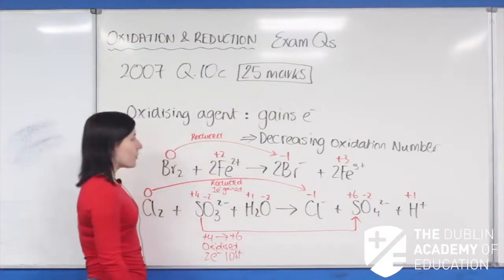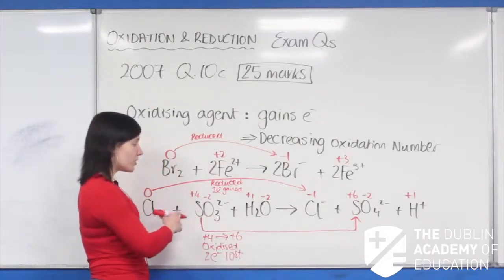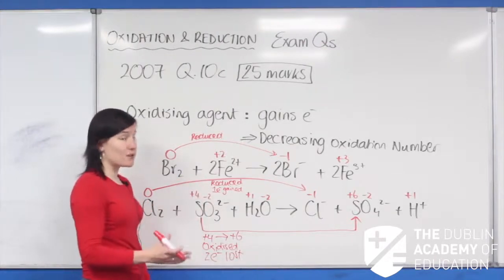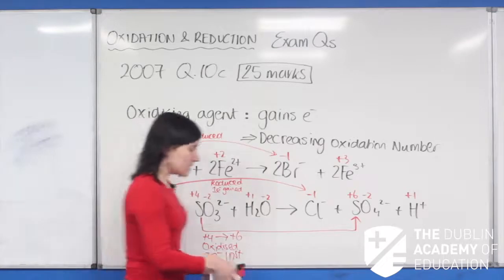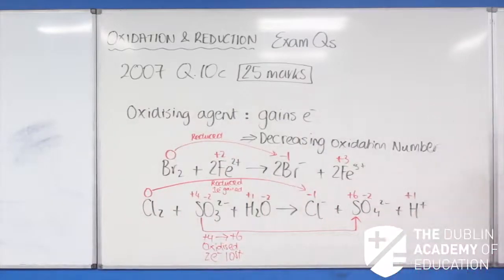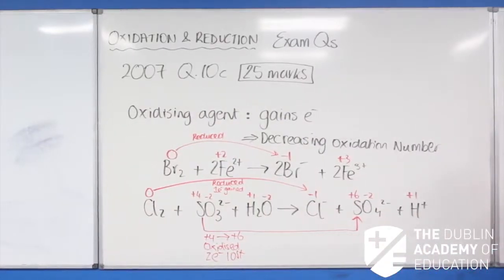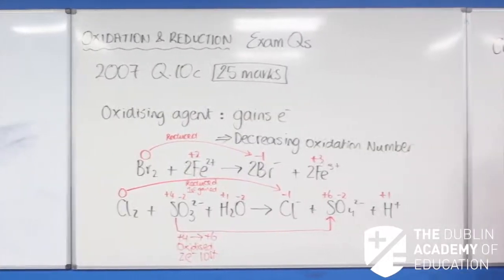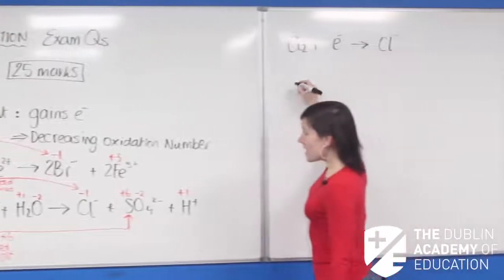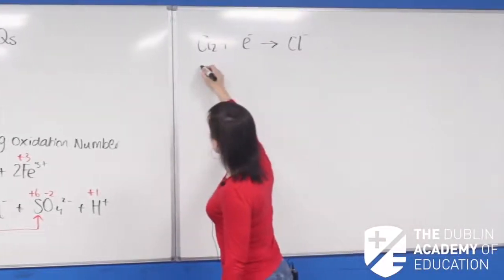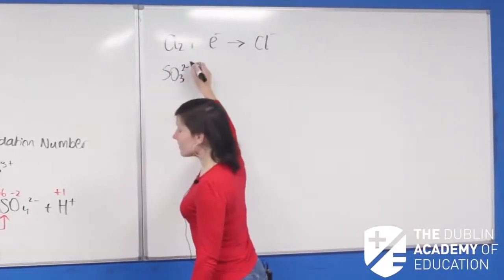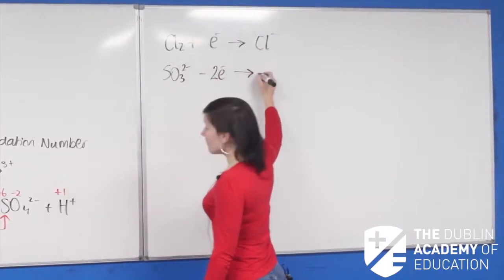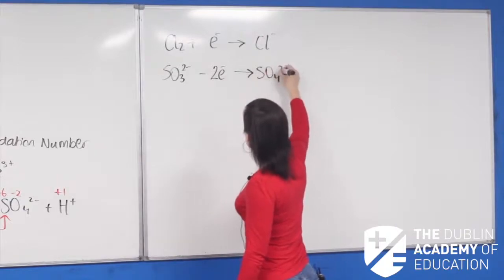Okay, so I'm going to rewrite the 2 equations, the half equations, the reduction and the oxidation, just like we've done in all of the other examples we've looked at. Now, I'll rewrite them over here. So we have Cl2 plus an electron gives us Cl minus, okay? And then the second one we have SO3 2- minus 2 electrons gives us SO4 2-.